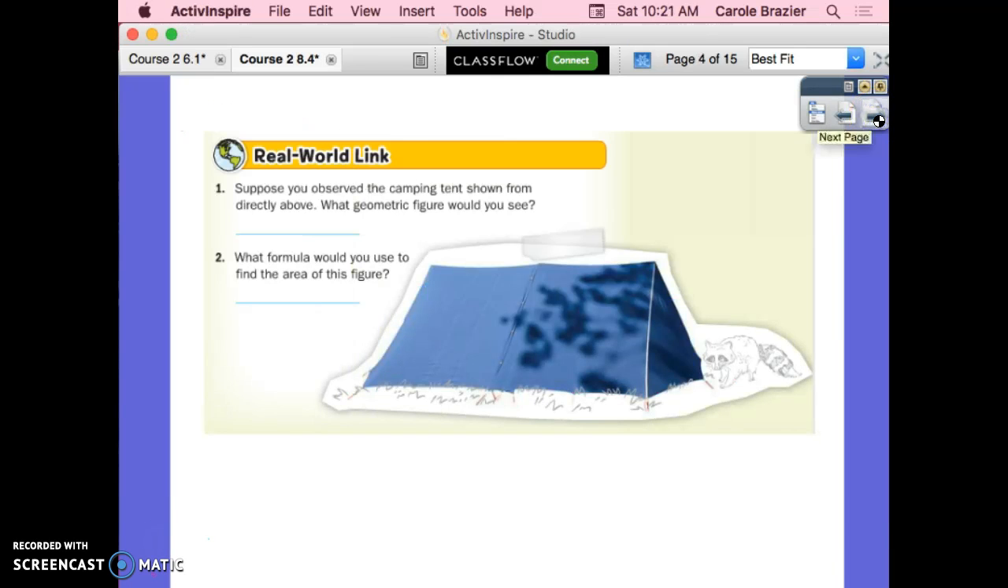Okay, the next thing we're going to look at is this tent. So suppose you observe the camping tent shown from directly above. What geometric shape would you see? So you're looking from the top down, but you're looking for the base. So what kind of base would this have? You should have said rectangle or thought about a rectangle. And then what kind of formula would you use to find the area of this figure? So the area would be length times width, which we worked with last time.